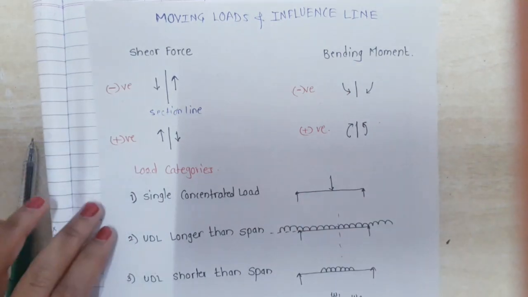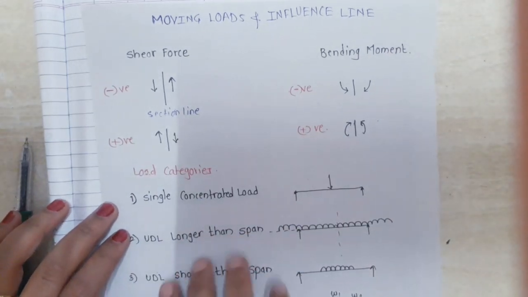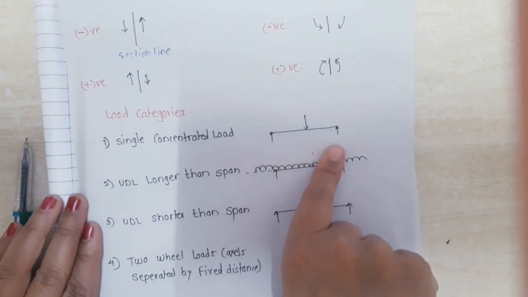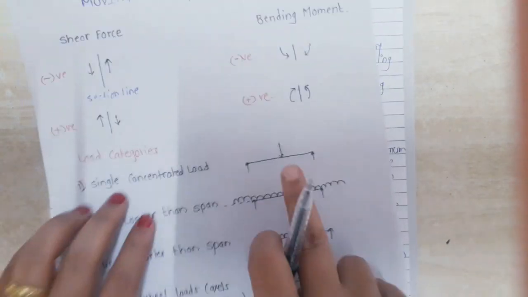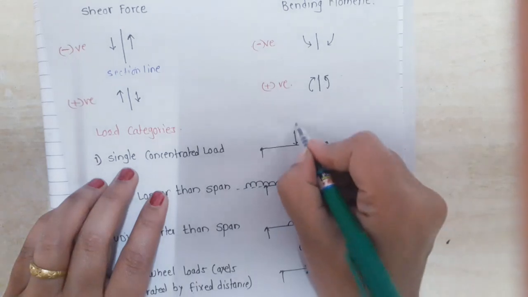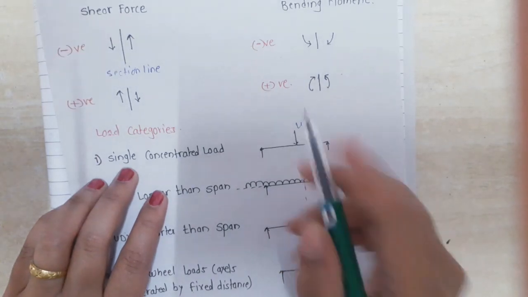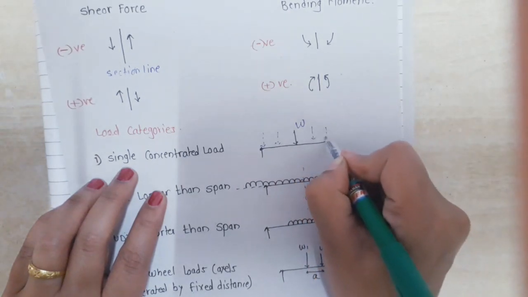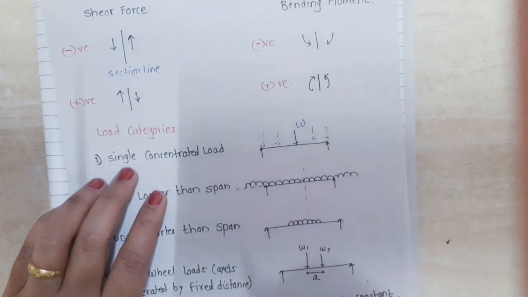Okay, now there are 5 categories of load to find out the influence line diagram or moving load method. First one is a single concentrated load. Here it is a simply supported beam, whether it is a fixed support or an overhanging support, and here it is a single concentrated load acting. Moving load means if this load acts at different positions, then what will be the change in the shear force and bending moment diagram? We have to find it out by using a curve.